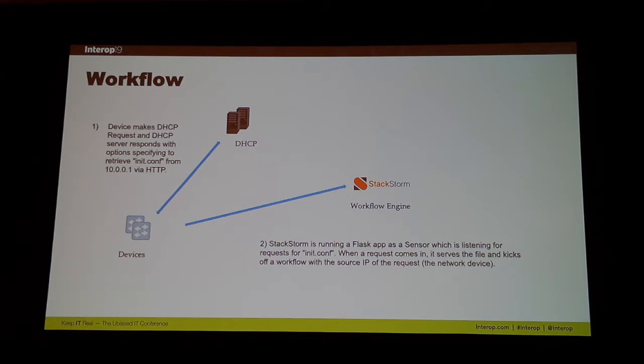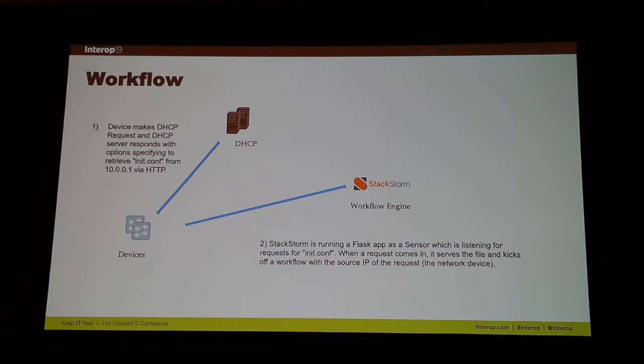StackStorm has this concept of sensors. Sensors are the function of StackStorm to look for events. They can wait for events to come to them, or they can go out and poll systems for events. And when an event happens, it's going to fire a trigger into StackStorm. It has a rules engine that's going to determine what it needs to do with that event. That's the very basis of event-driven automation there.